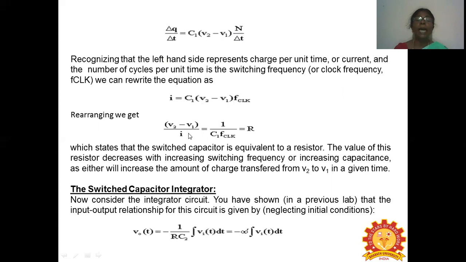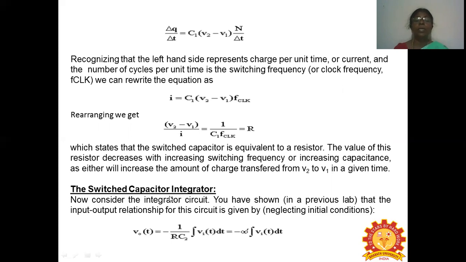So after rearranging this equation, we get (V2 minus V1) divided by I is equal to 1 divided by C1 into F clock. That is nothing but R by using Ohm's law, which states that the switched capacitor is equivalent to a resistor R. The value of this resistor decreases with increasing switching frequency. I already explained those concepts.